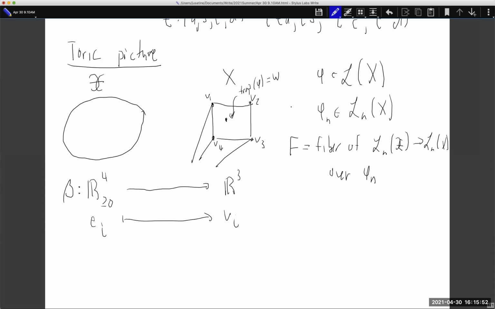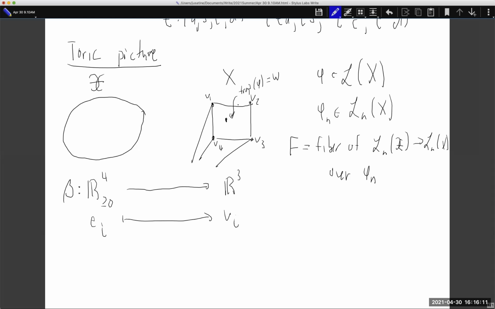And I'm going to set trop of phi to be some lattice point W. It's some lattice point in this cone. It's sort of the combinatorial type of this arc. It's just the data of knowing the vanishing order of this arc along the pieces of the toric boundary. So you get some nice lattice point here.